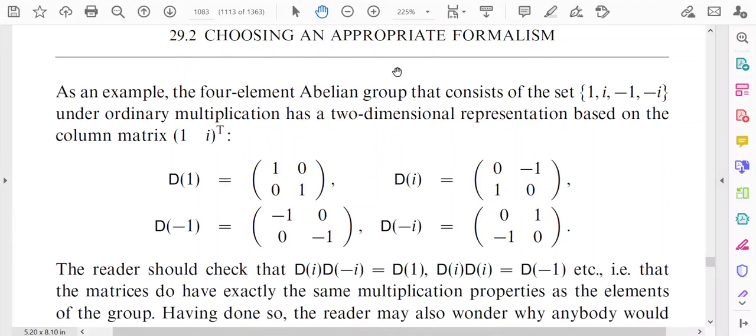In the next step, you choose the element x as i. Then you again repeat the process, that is, x into u1 will be u1 prime. That means i into u1, which is 1, will again be i, so that is u1 prime. Second, x into u2 means i into i, which is equal to minus 1. Minus 1 means minus u1. So u2 prime is equal to minus u1.